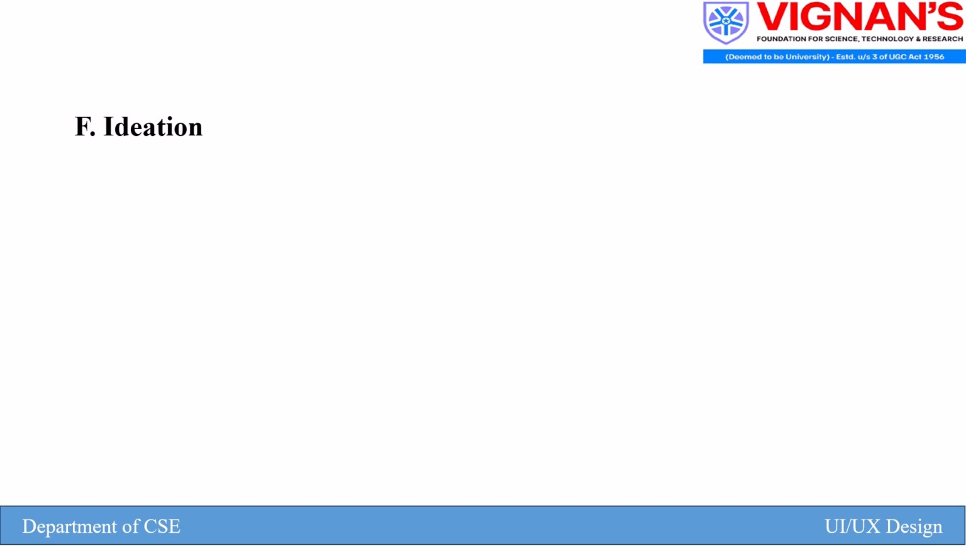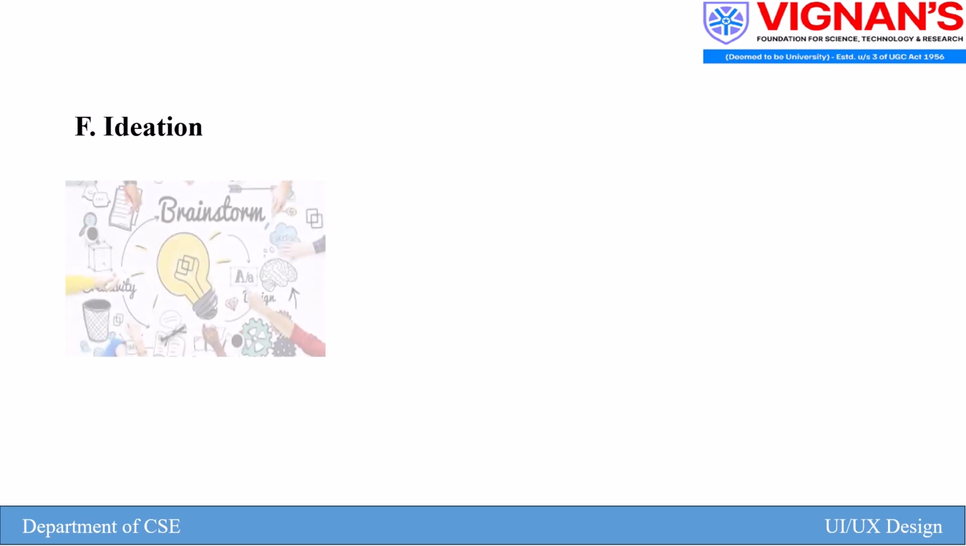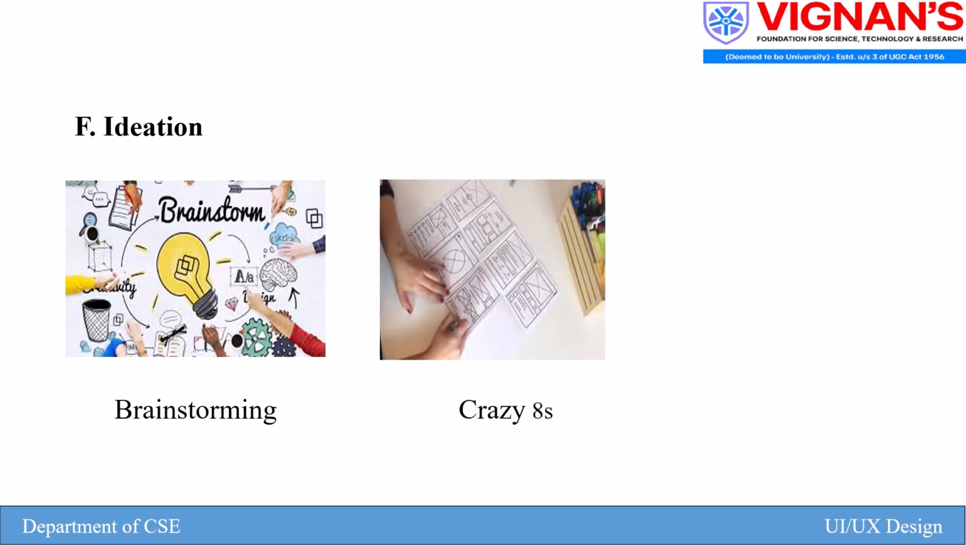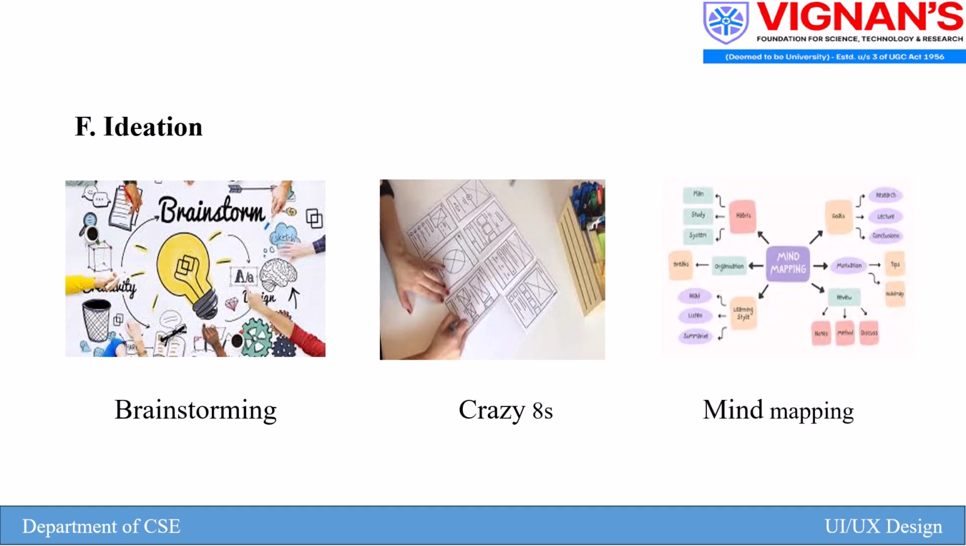This is the ideation stage. Brainstorming involves generating multiple ideas quickly. Crazy Eights is a method to sketch 8 ideas in a short time. Mind mapping helps organize and connect ideas visually.